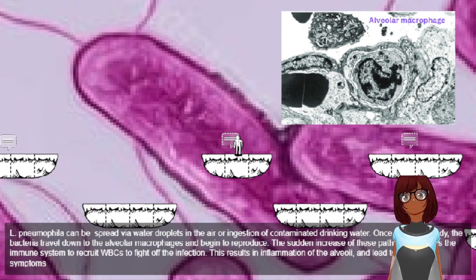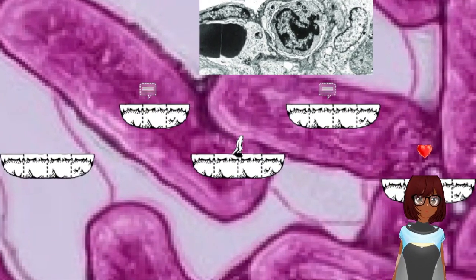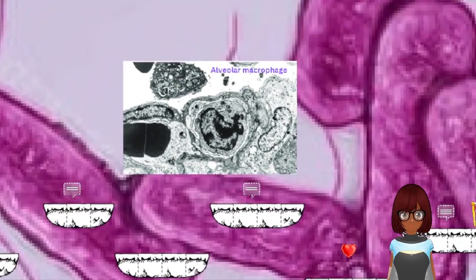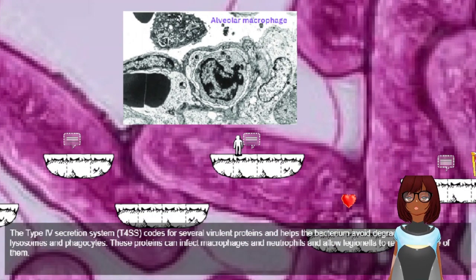Legionella pneumophila can be spread via water droplets in the air or ingestion of contaminated drinking water. Once inside the body, the bacteria travels down to the alveolar macrophages and begins to reproduce. The sudden increase of these pathogens causes the immune system to recruit white blood cells to fight off the infection. This results in inflammation of the alveoli and leads to respiratory symptoms such as coughing. And above you can see a picture of alveolar macrophages.